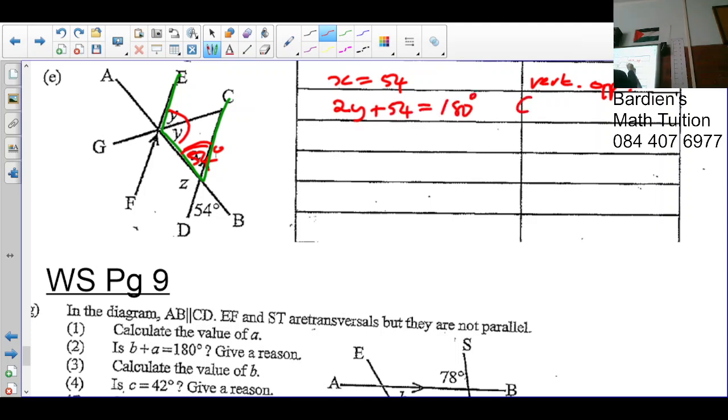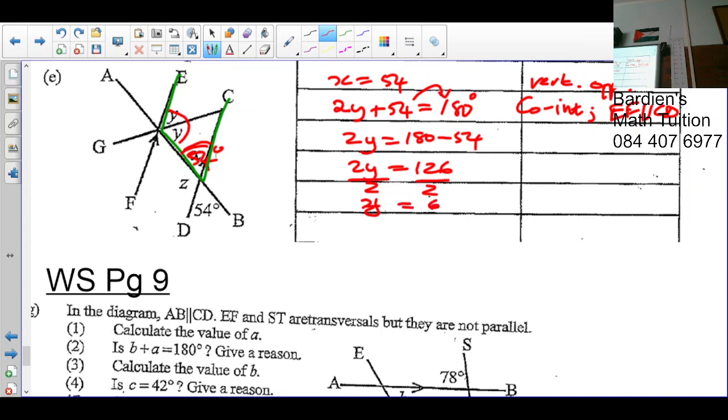Why? Co-interior angles, with EF being parallel to CD. Take 54 degrees over, so 2y is equal to 180 minus 54, which is 126. How do I get y on its own? Divide by 2. So y is equal to 63 degrees.